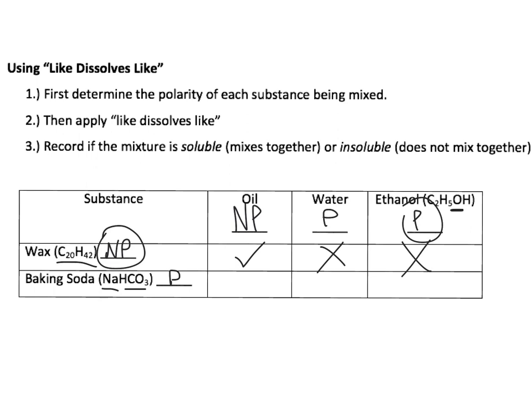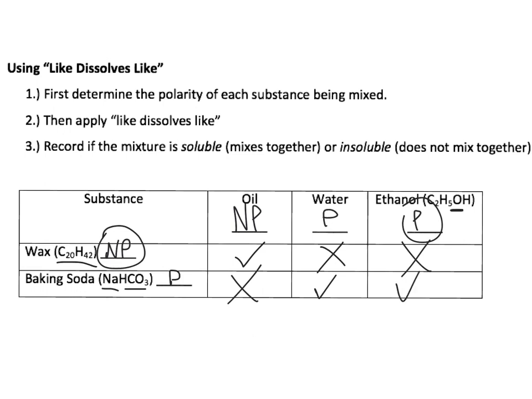Let's flip the script a little bit. Baking soda is polar. If I took it and put it in oil, I have baking soda being polar, oil being nonpolar, no dissolving. Like dissolves like. So something has to be like itself in order to successfully dissolve. Hopefully you've seen the pattern at this point. Baking soda is polar, water is polar. 2 polar things, yes, it will dissolve. Baking soda and ethanol, both of those are polar things, yes, it will dissolve.